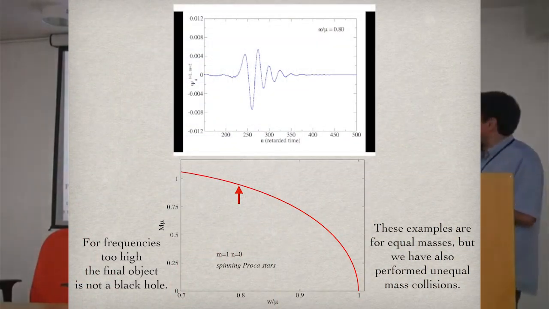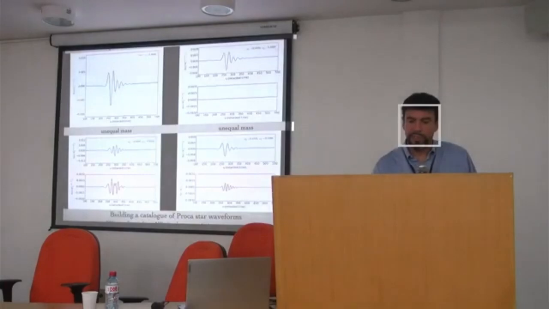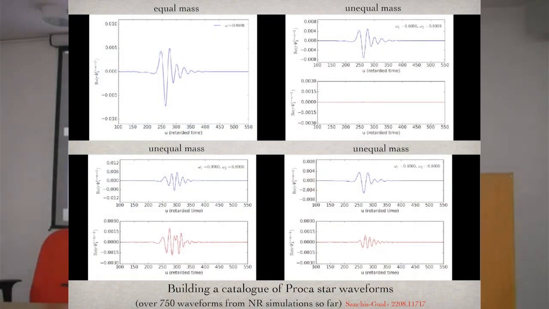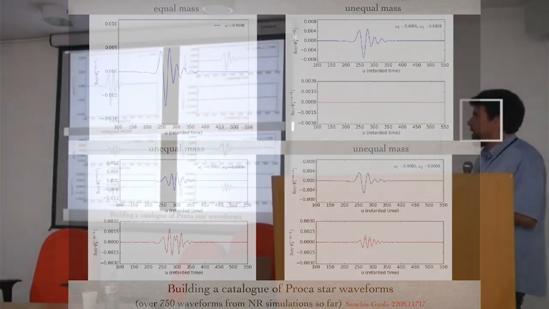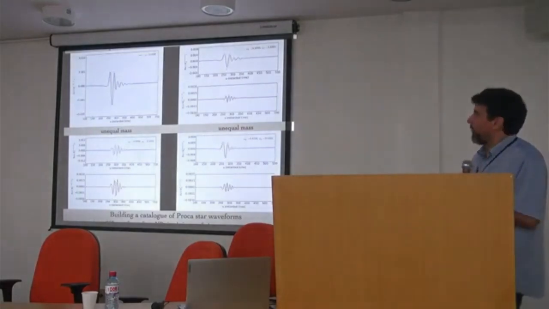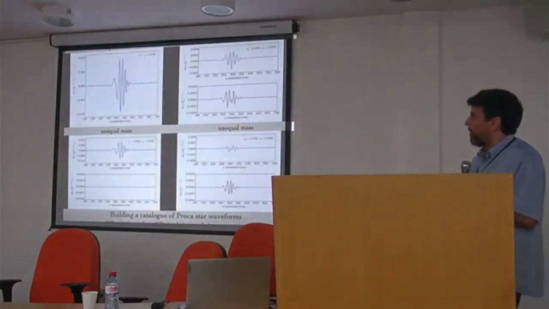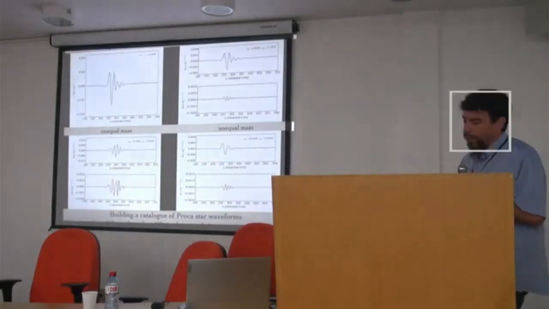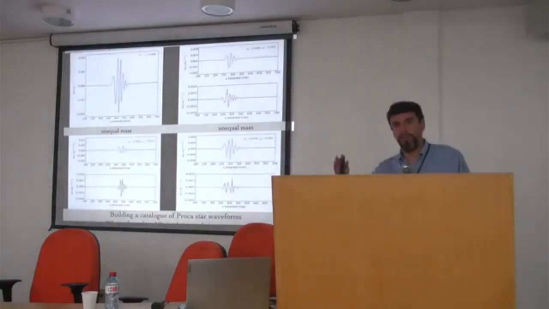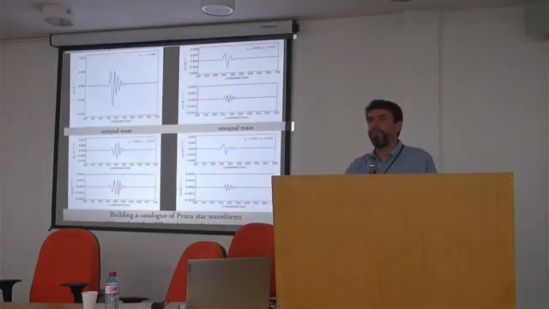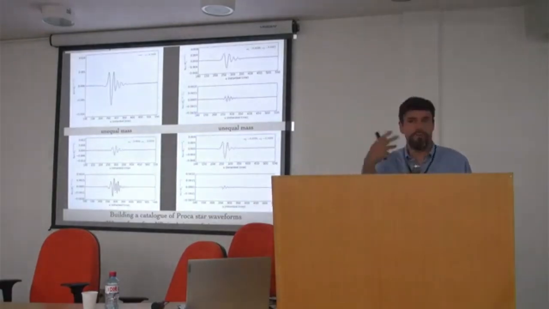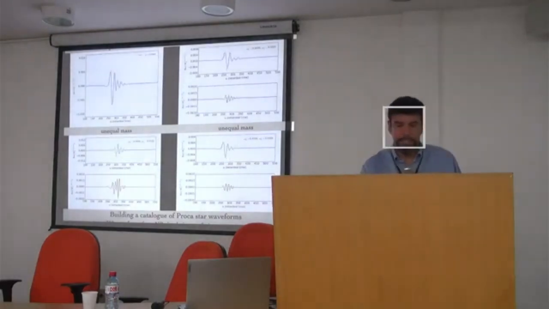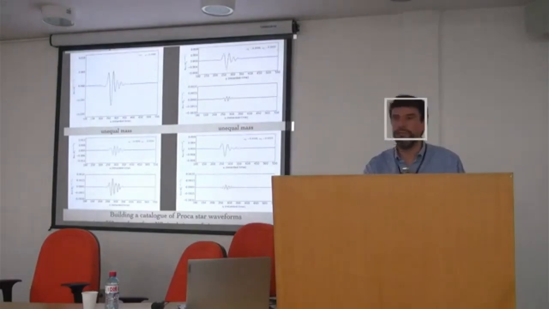These examples were all for equal masses, but we've also looked into unequal mass collisions. In fact, there was a catalog built with about 800 waveforms by Nico, and I'm just showing you here some of the unequal mass cases, where you have the excitation of other modes, not just the dominant quadrupolar mode. This illustrates that for non-Kerr models, you can also start building a library of waveforms that you can use for comparing with data, for parameter estimation, and waveform reconstruction, for injections, for whatever you'd like.